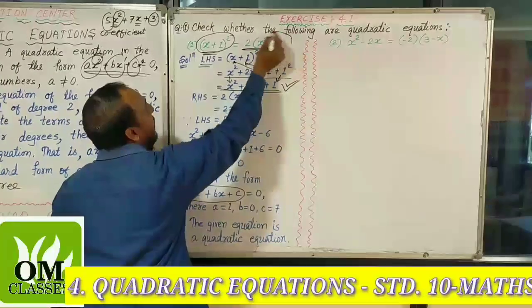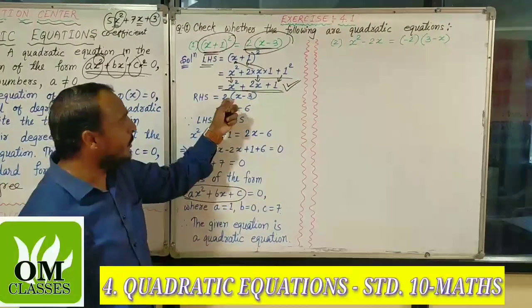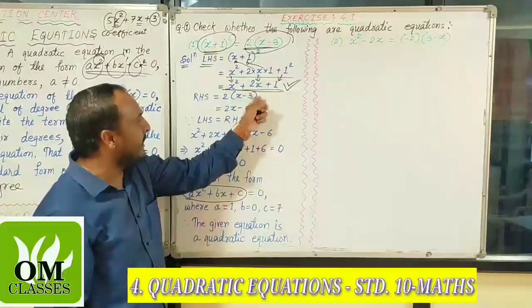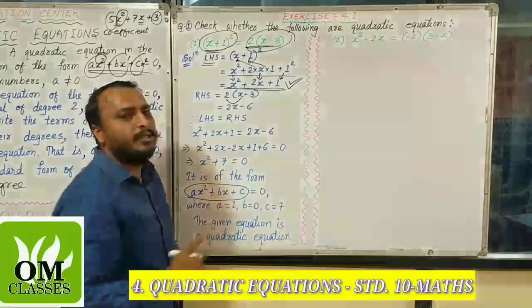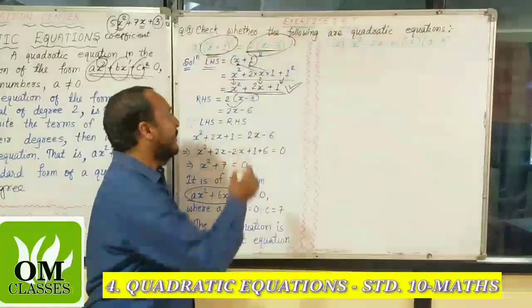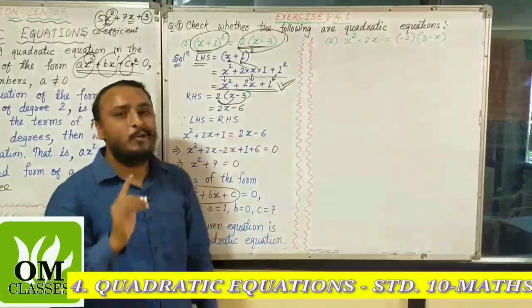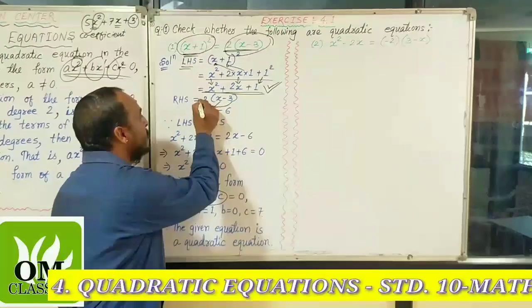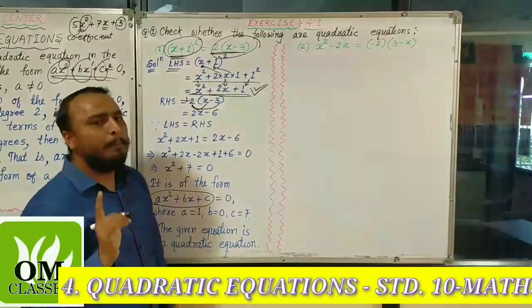Now let's move to RHS. What is there? 2 in bracket x minus 3. Now 2 into x. 2 into x is 2x. Again 2 into minus 3. 2 3 is 6. Remember there is no sign here, means what sign is there? Plus.